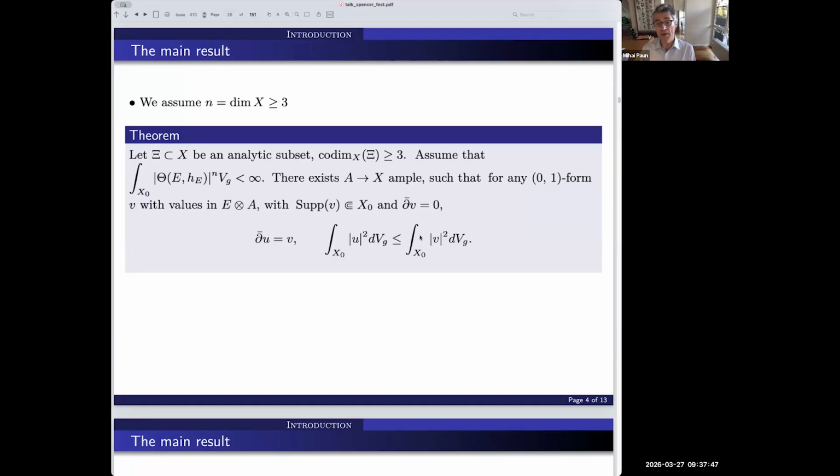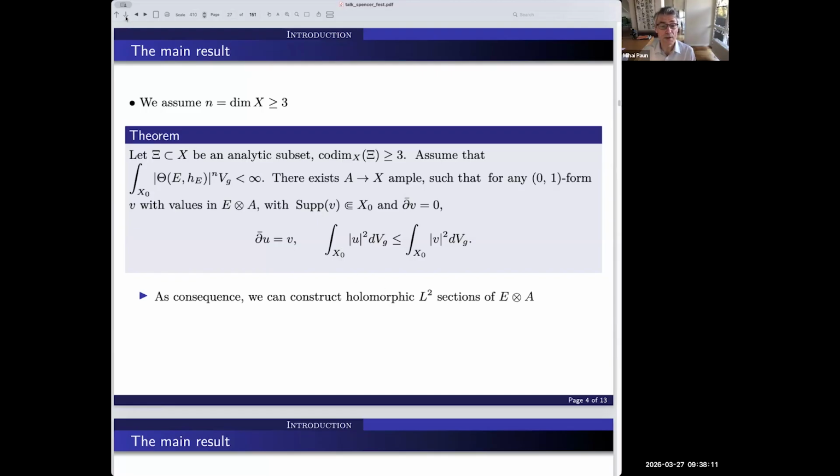So the situation here is that, let me make some comments about it. As a consequence of this result, as you might know, these are the kind of estimates which precisely allow us to construct holomorphic sections, which moreover are L2 integrable over this open subset.